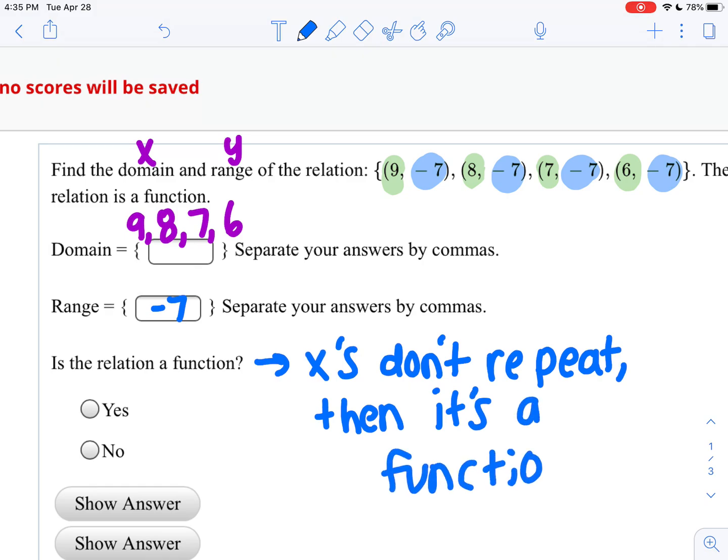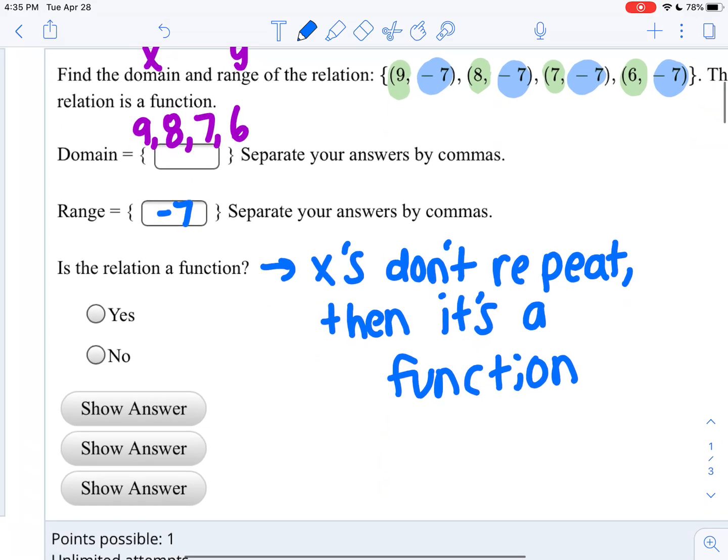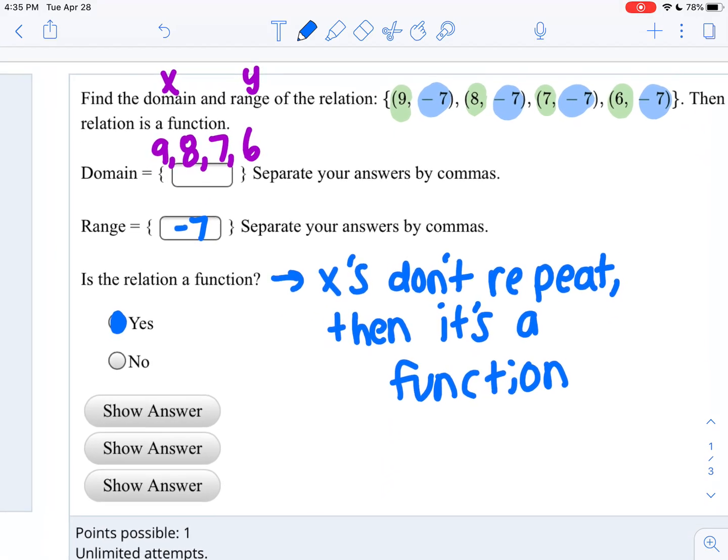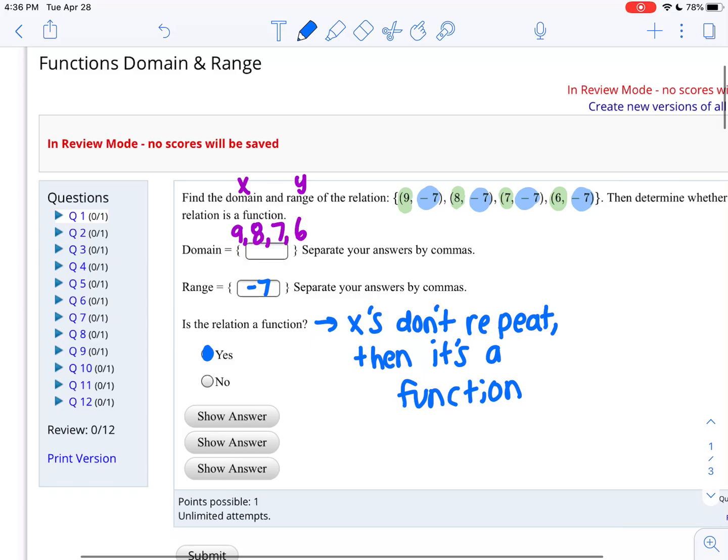Okay, so do the x's repeat? Well, my x values were 9, 8, 7, 6. None of them repeated. The y's repeated, but it doesn't matter if the y's repeat. The x's did not repeat. So is it a function? Yes, it's a function because the x's did not repeat.